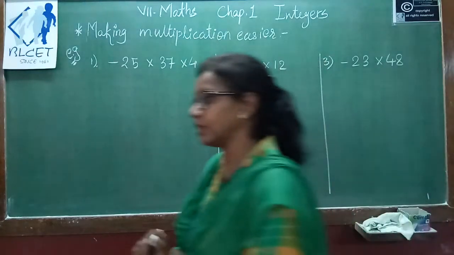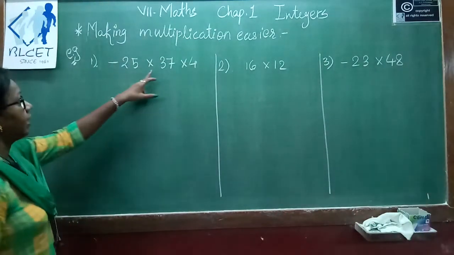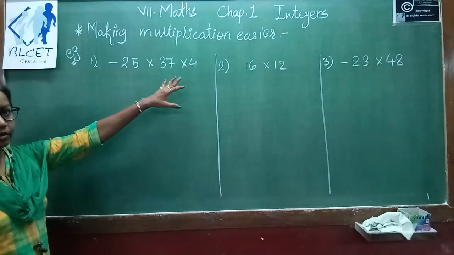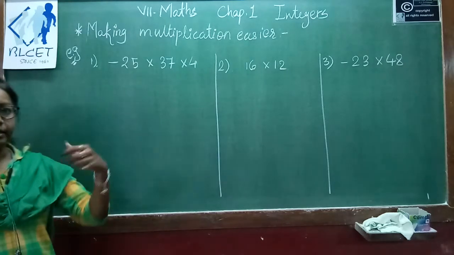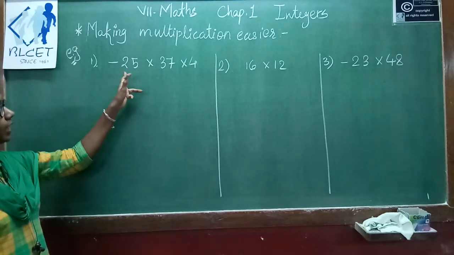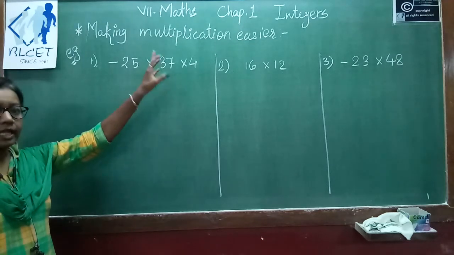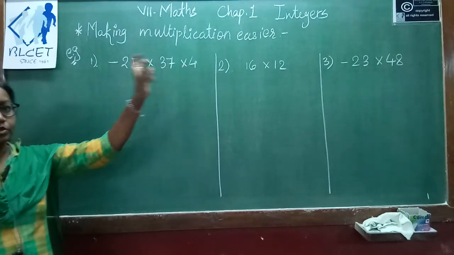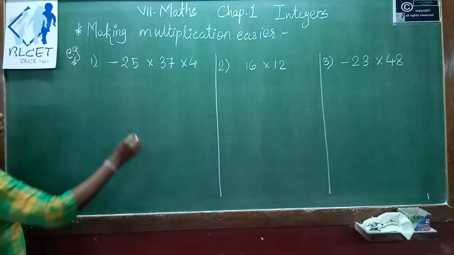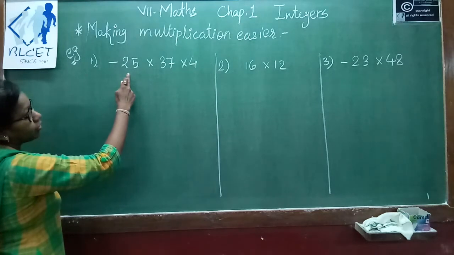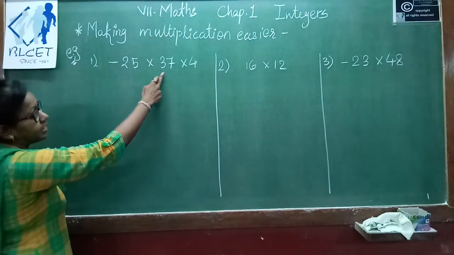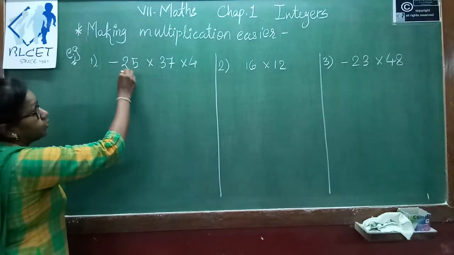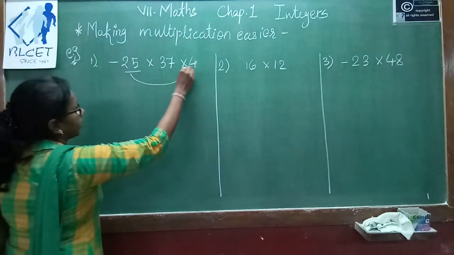So your first question is minus 25 into 37 into 4. Okay, so it's a little bit time consuming when you multiply 25 with 37, and then whatever answer you are getting, you have to multiply with 4. So basically what we do, in place of multiplying this 25 with 37, we do the multiplication of 25 with 4.